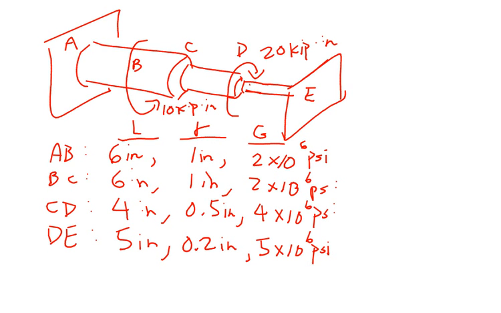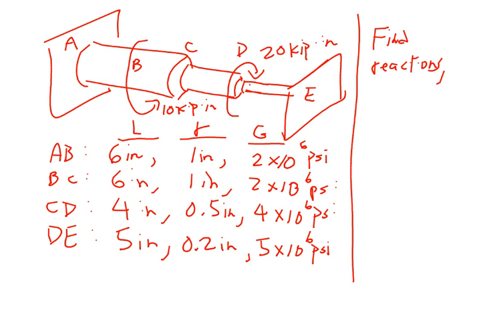So how do you go ahead and solve this? The question might be something like, find the reactions, maybe find tau max in each segment, meaning at the outer surface, in each segment. And then maybe find the angle of twist at some point, let's say point D.